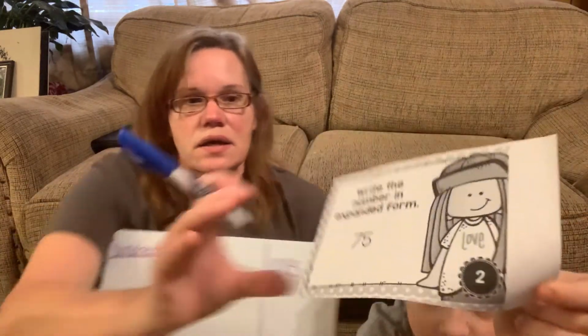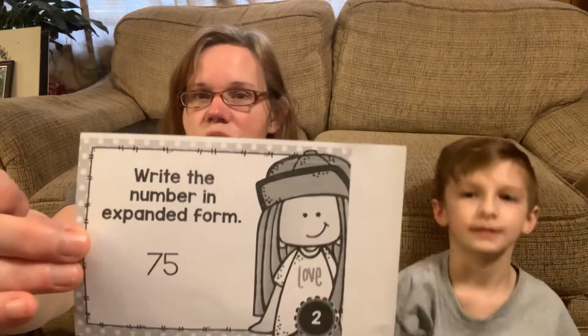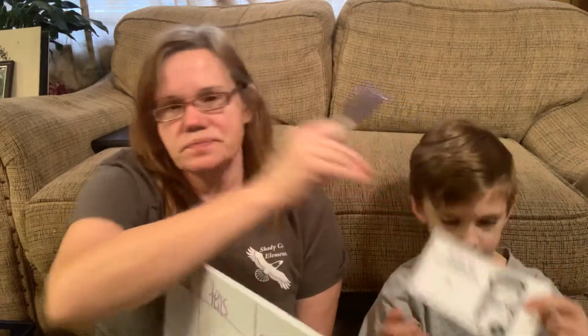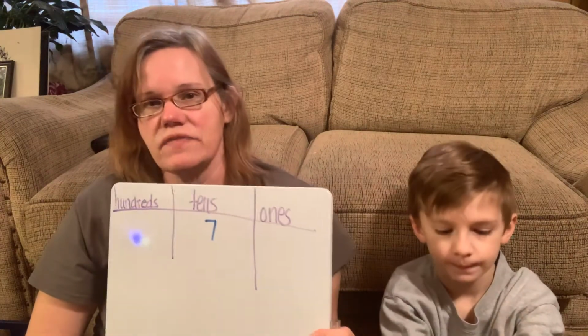All right, here we go. Write the number in expanded form. It's the number 75, all right? What place value? We got ones, tens, hundreds. What place value is the 7 in? That's right, it's in the tens. And what place value is the 5 in?